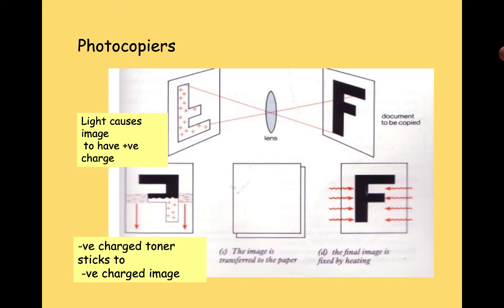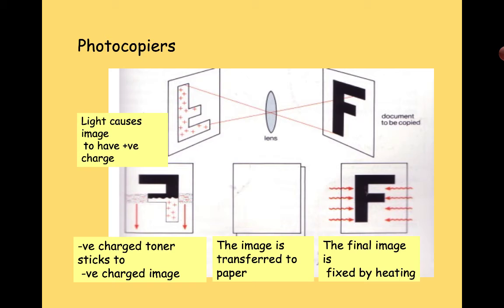Negative charged toner sticks to positively charged image. Yeah, that's a mistake there. Excuse me for making a mistake. The image is transferred to the paper, and finally the image is fixed by heating it, which is why your photocopies always come out nice and warm.